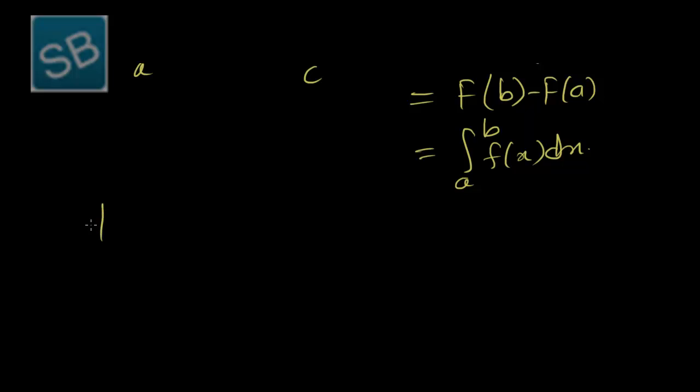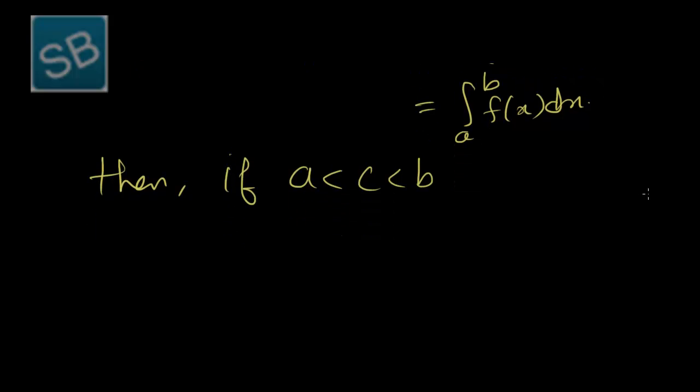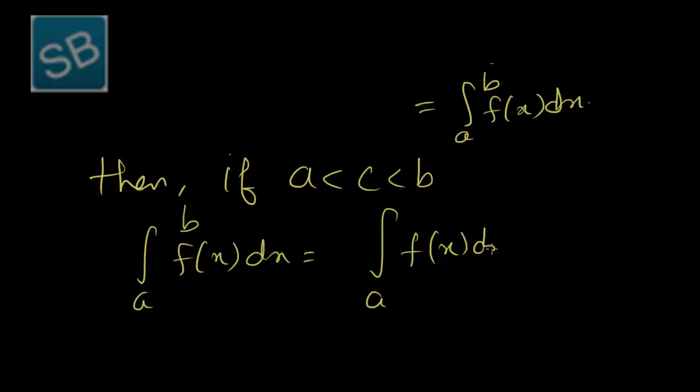Then we get, if c is a value in between a and b, then the integral from a to b of f of x dx is equal to the integral of f of x dx from a to c plus the integral from c to b of f of x dx. This result will be the same as that given by the integral from a to b of f of x dx. So these were the three working rules to find the value of a definite integral.